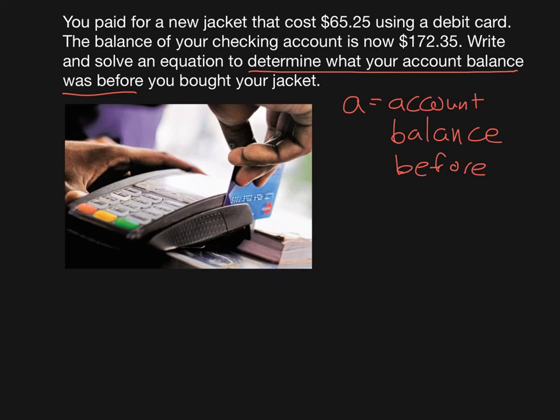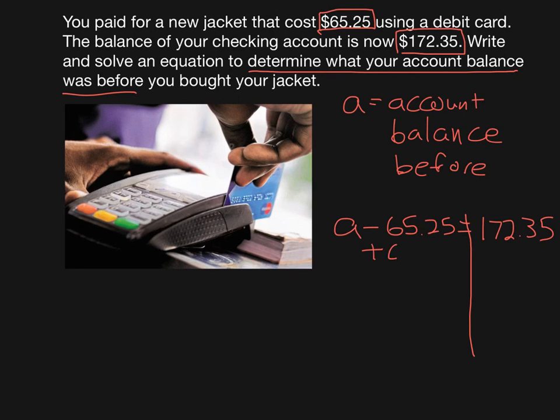So if A is the account balance before, I know that the jacket cost $65.25, and this is how much we have in our checking account now. So that $172.35, that's the final amount. That's what it ended up at. Now I know if I had $80 in my bank account and I spent money on a jacket, I'd be taking money out of my bank account. I'm going to need to subtract in this equation. Minus 65.25. If we draw a line through our equal sign, we can see A minus 65.25 equals 172.35.